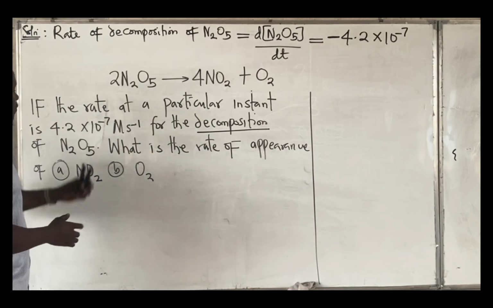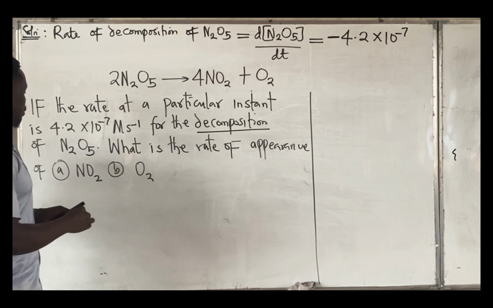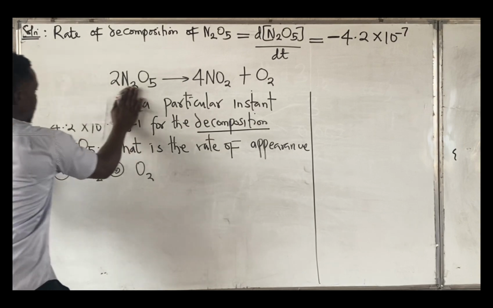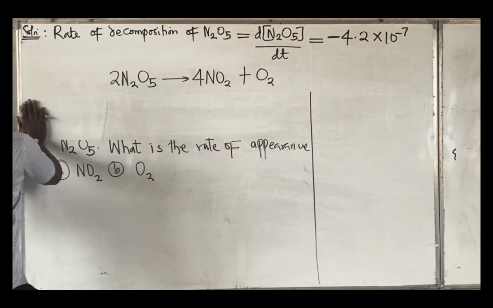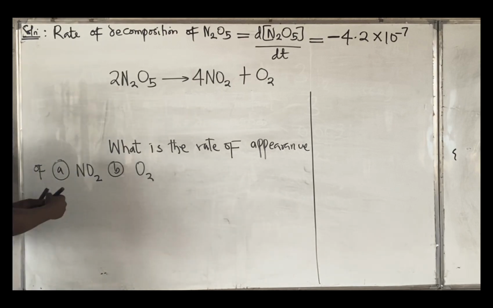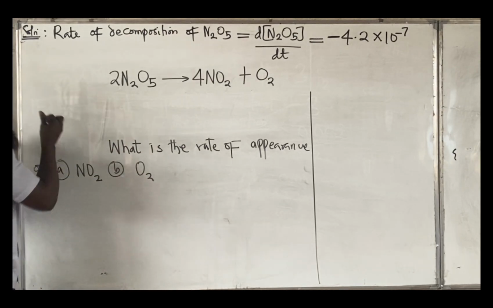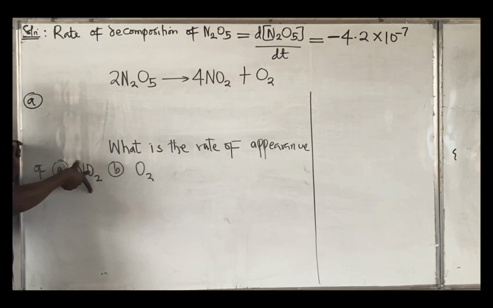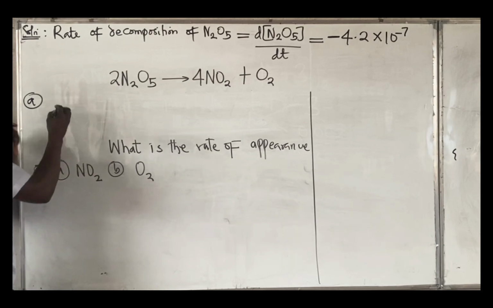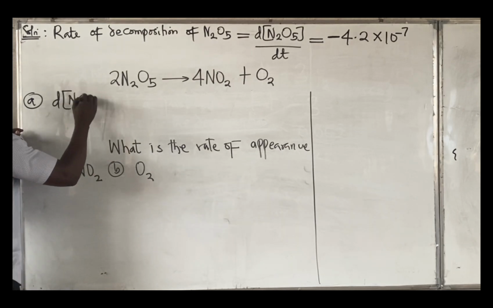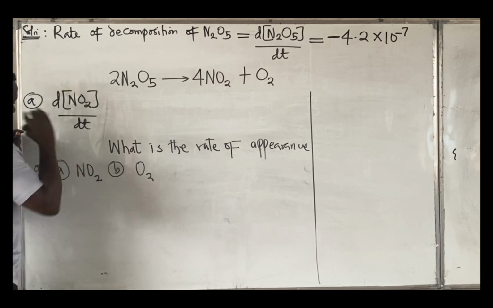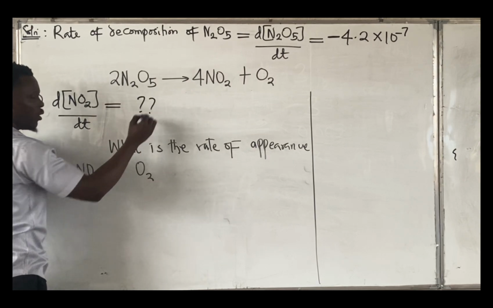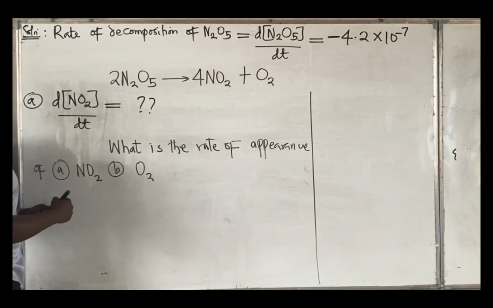We've interpreted this guy. So the question says, what is the rate of appearance of A? So I'll say A, what is the rate of appearance of NO2? Now, converting this guy to mathematical form, I don't have to start saying rate of appearance. I'll simply say rate is always this. Since it is that of NO2, NO2 is on the product side of this reaction, so we are expecting our answer to be what? Positive.